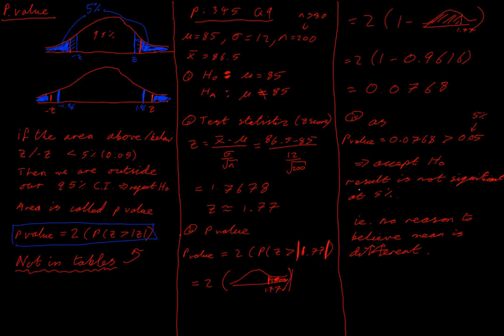The other way of saying that is the result is not significant at the 5% level of significance, i.e. this is an extra bit. You don't need to write this unless they ask you to explain your answer, i.e. there is no reason to believe that the mean of our different light bulbs is different to the population that we already knew. And that is p-values.